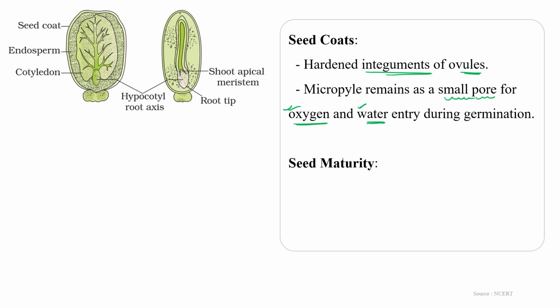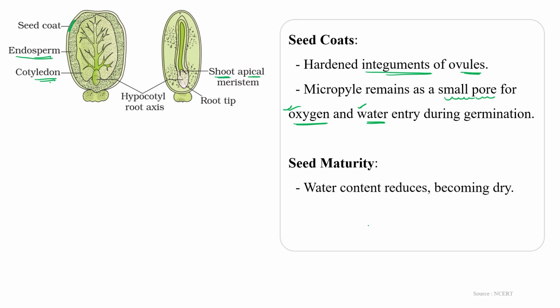Okay. Now seed maturity. So this is the outer covering, the seed coat, then this is the endosperm, and these are the cotyledons. Okay, this is the hypocotyl part, the root axis, and this is the shoot apical part.